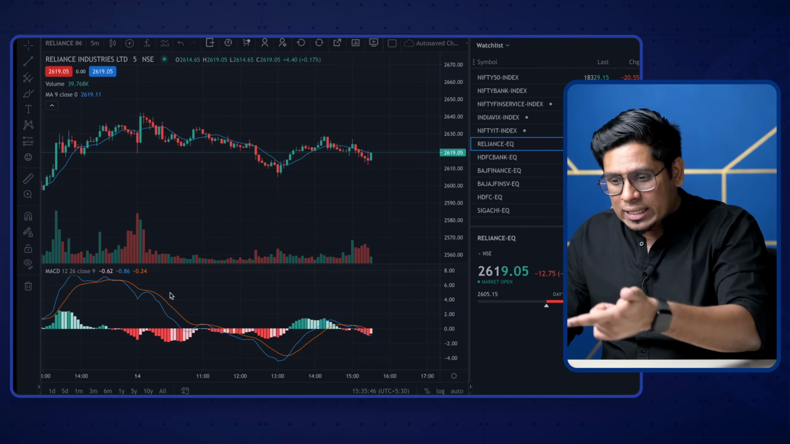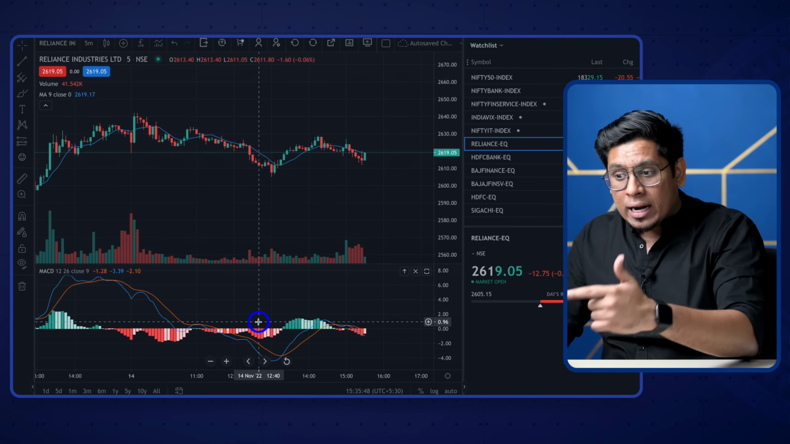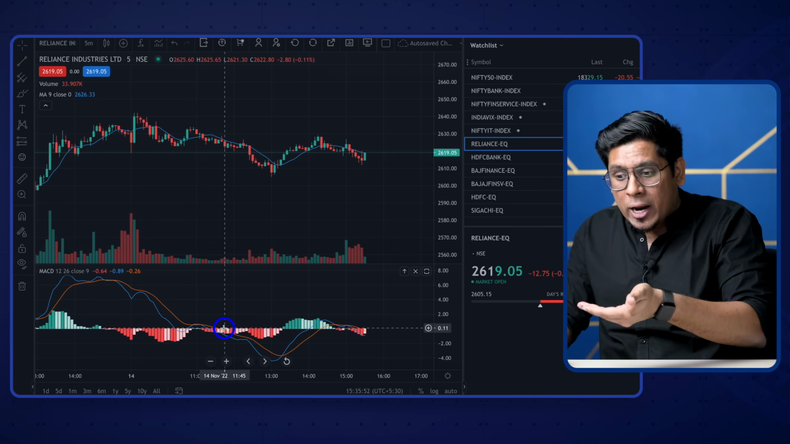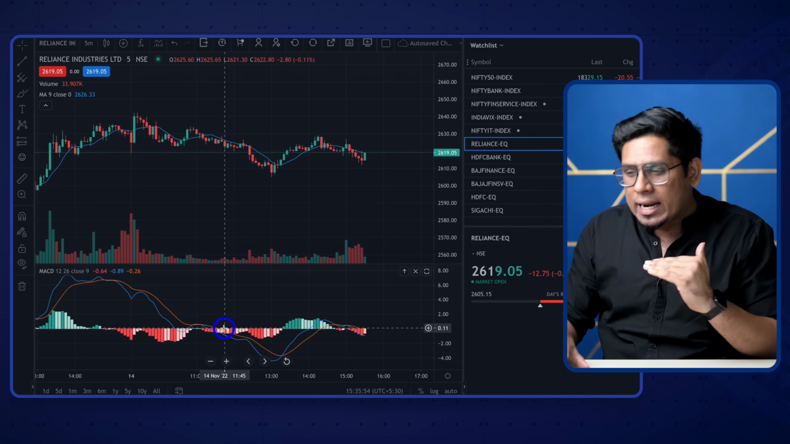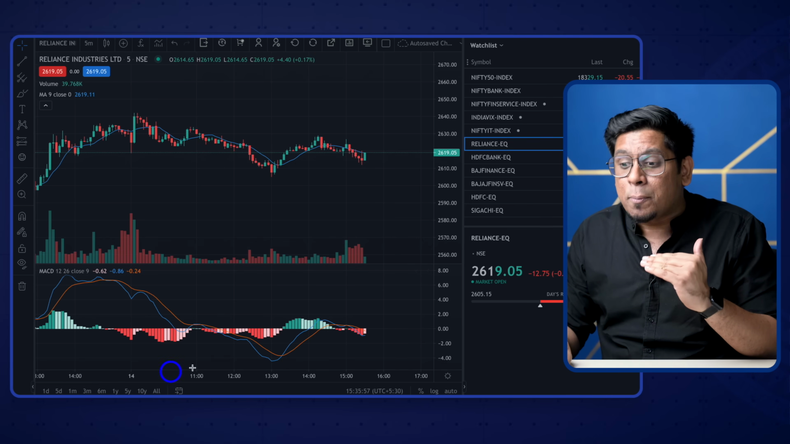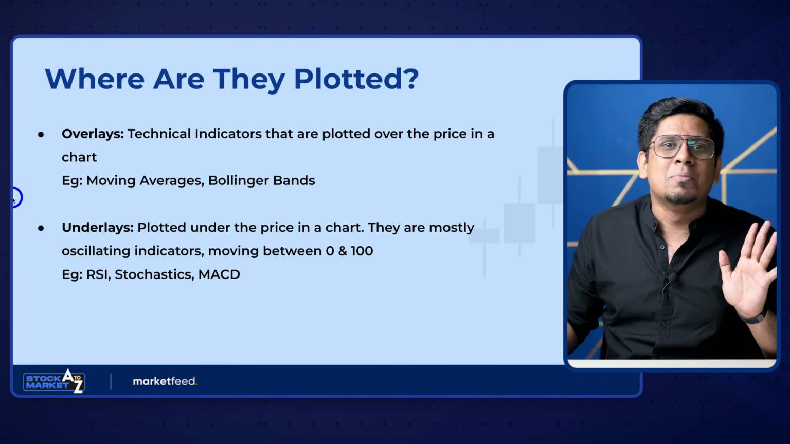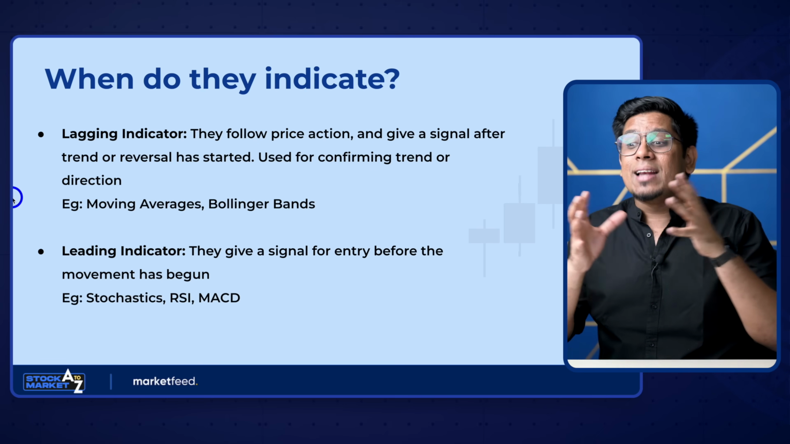Overlays. Now you can see MACD is already plotted here. Is MACD plotted on top of the price movement? No. MACD is plotted below the price movement in a completely separate area here, right? It is in a completely separate area of its own. So they are called underlays. As simple as that. Let's move ahead into the next classification.